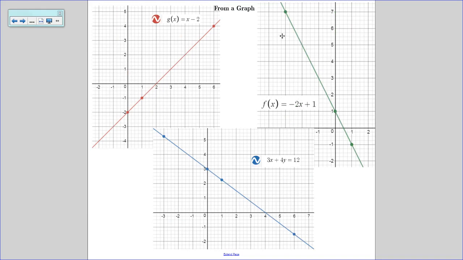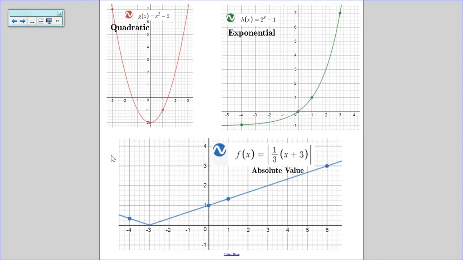Contrast that with this green graph. Even if we're looking at a different amount, so down 2 over 1, or down 6 over 3, that's going to end up being the same type of change. This last one is this absolute value function. It looks linear, but we can see that right here it has a vertex at (-3, 0), where it changes directions from decreasing to increasing. So all nonlinear.